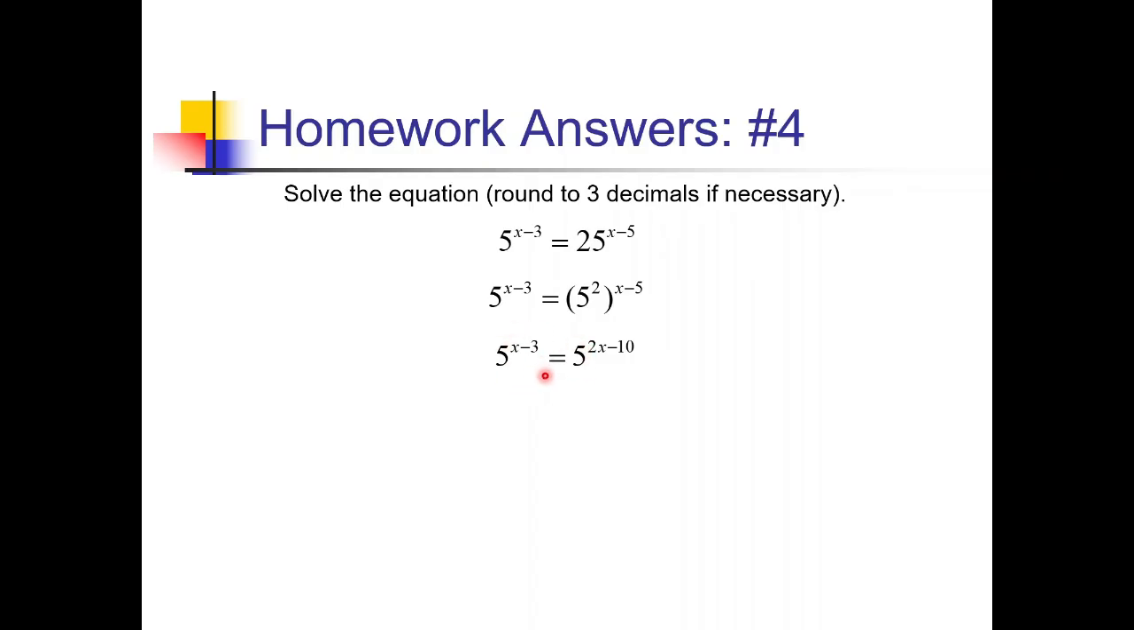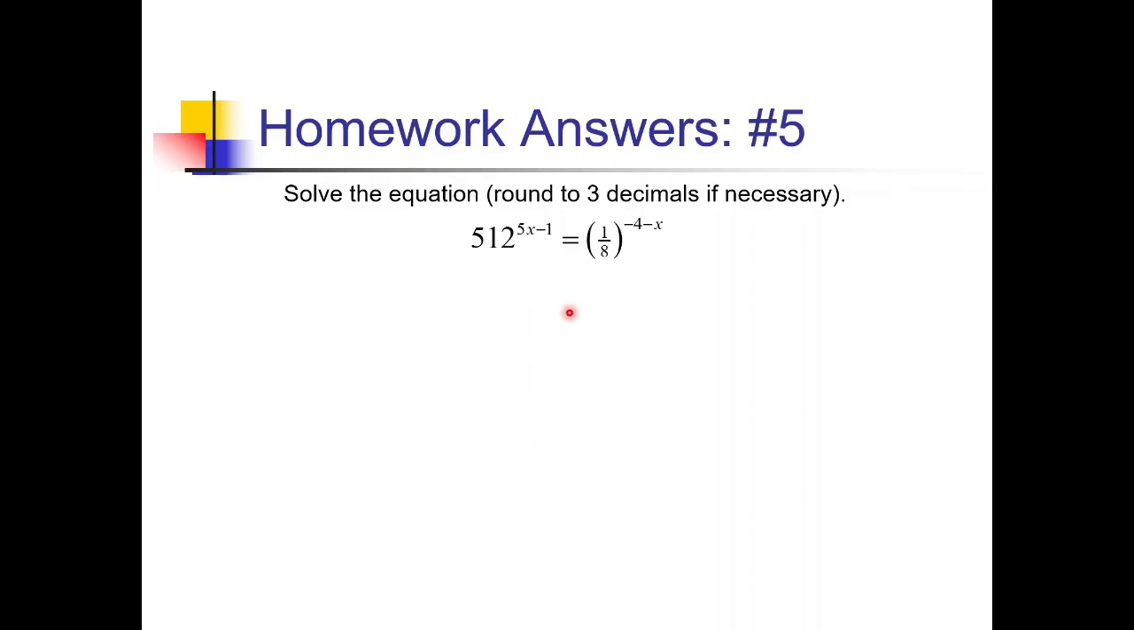x minus 3 equals 2x minus 10. And now just solving this normally, if I subtract 2x over to the left side, that gives me a negative x over there. Adding 3 over to the right gives me negative 7. And then dividing by negative 1, we get a final answer of x equals 7.